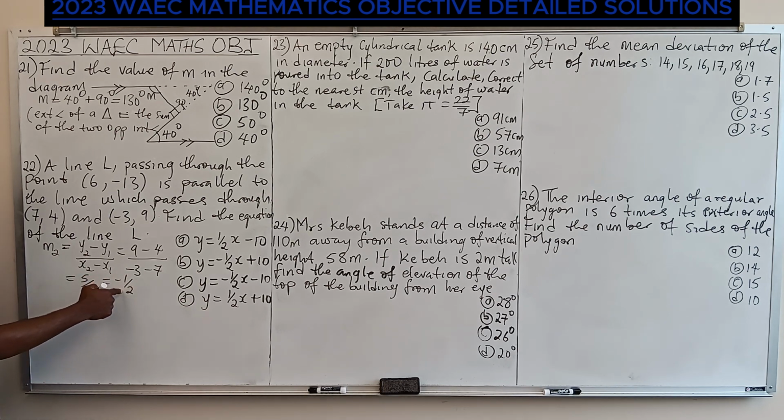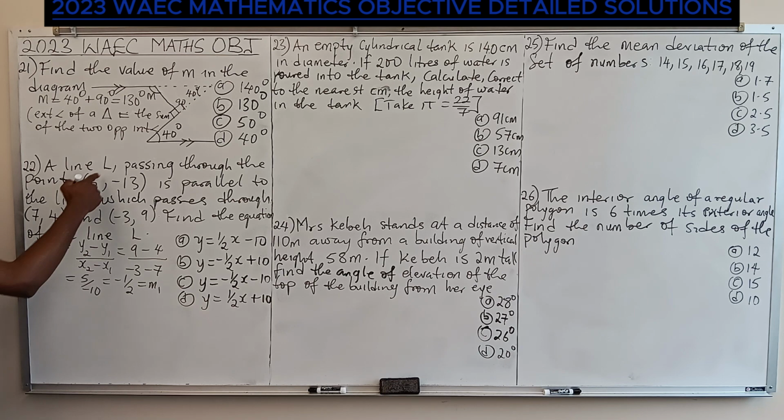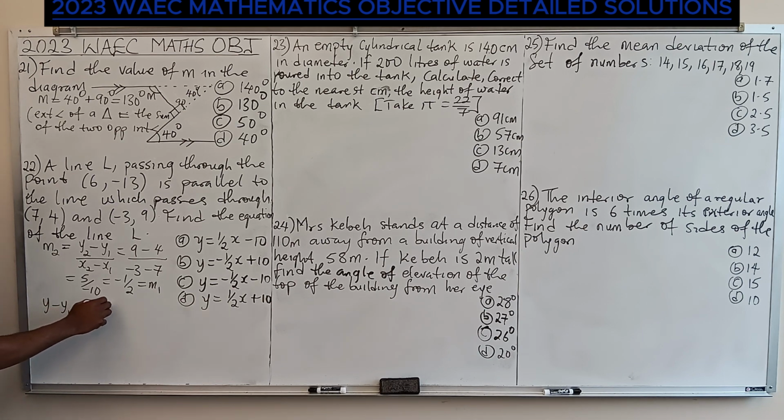Now this is our M2, and our M2 is the same as our M1, which we use to find the equation of this line L. So the equation of the line L is given by y minus y1 equals m times x minus x1, where this m is the same as this m, which is minus 1 over 2. So that passes through this point.